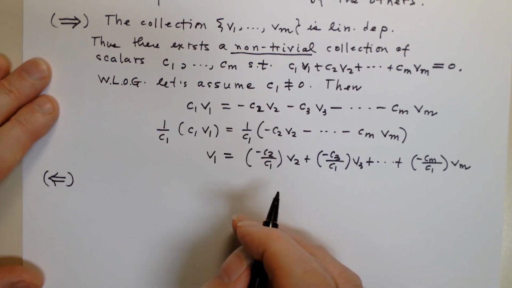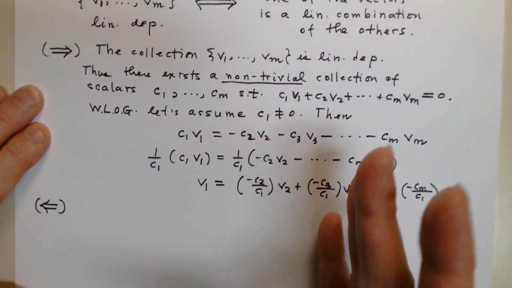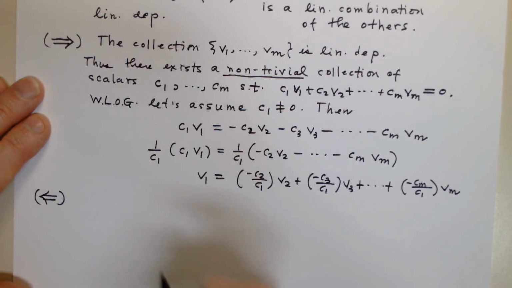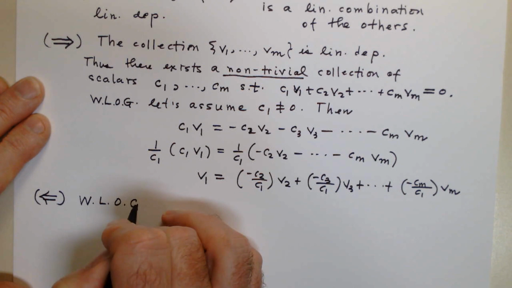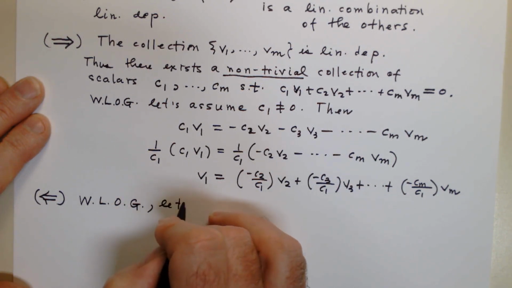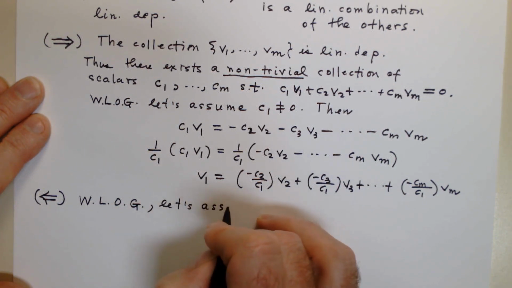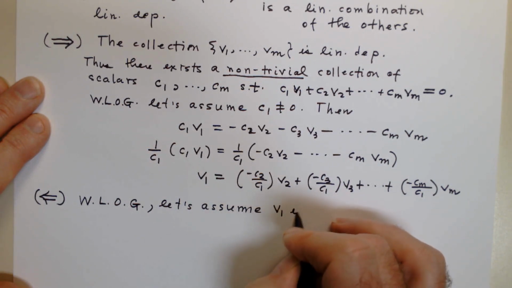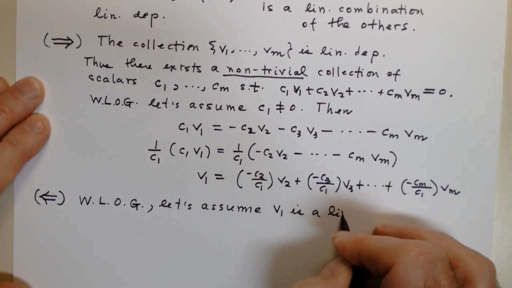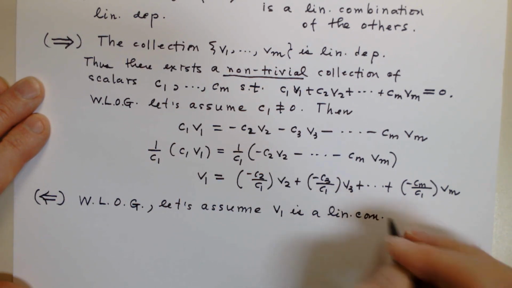Now, again, it could be any one of the vectors. I'm going to pick on V1. So let's, without loss of generality, let's assume that V1 is a linear combination of the others.